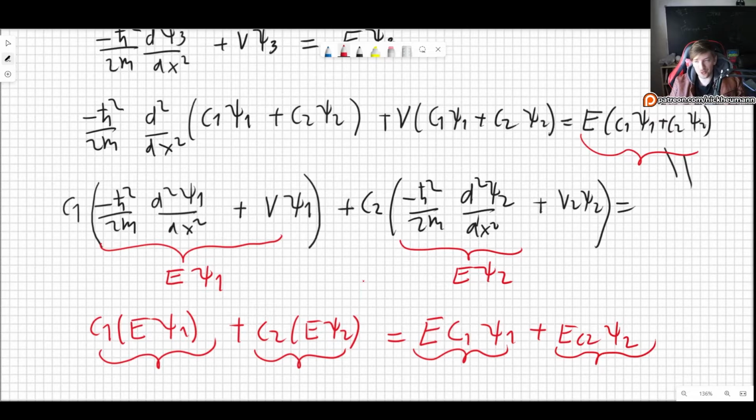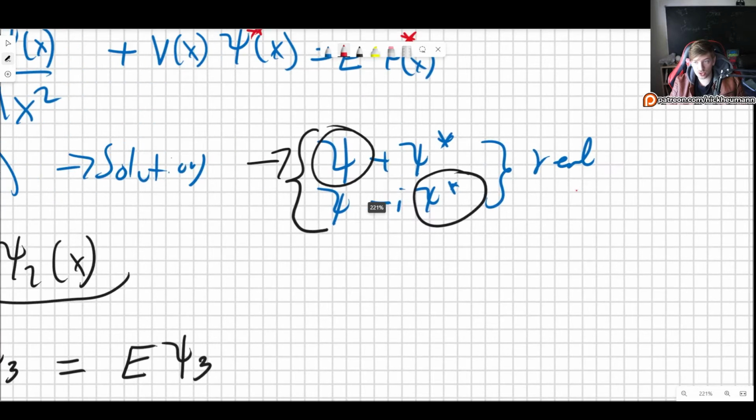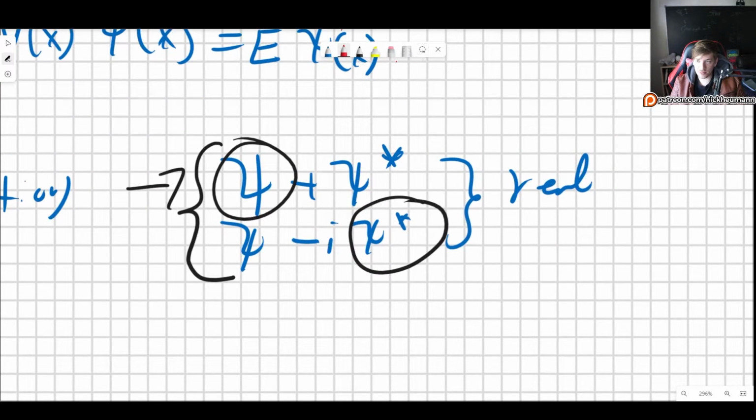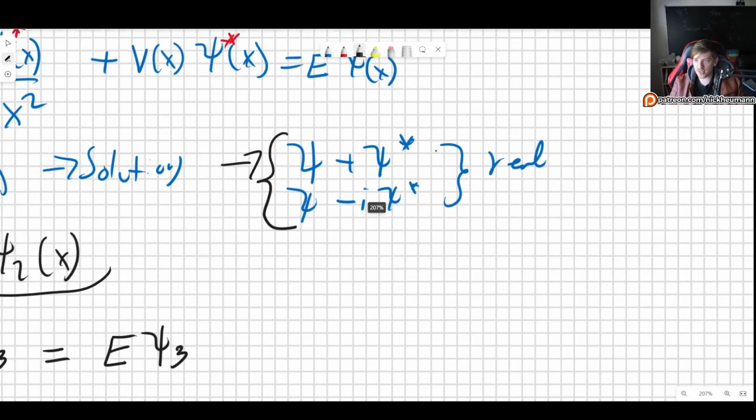So there we are, we are done, right? Because if any linear combination of solutions gives us another solution, and we know that there exists a linear combination of psi and its complex conjugate that always gives us a real quantity, then if psi is complex, we simply add it to its complex conjugate, or subtract minus i times its complex conjugate, and we get something real. So we have seen now that any complex wave function can be written in terms of real wave functions. There we go, so that is part B.